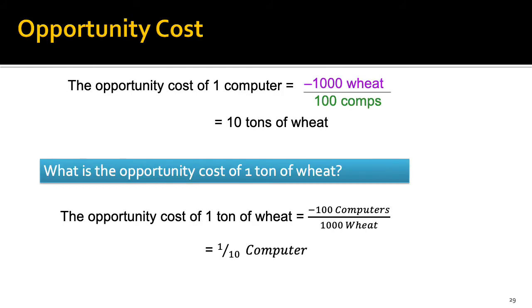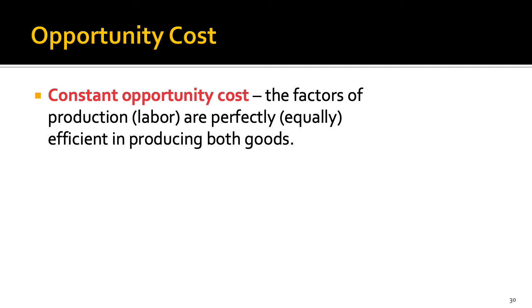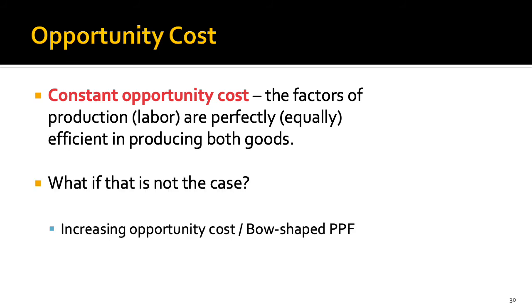So what is the opportunity cost of one ton of wheat? Well, it's always the reciprocal, which is 1/10 of a computer. Now, just like before, this had a constant opportunity cost, which again suggested that the factors of production, in this case labor, are perfectly or equally efficient in producing both goods. But what if that's not the case? Well, the other case, and the more realistic case, is the case of increasing opportunity cost, or the bow-shaped PPF.